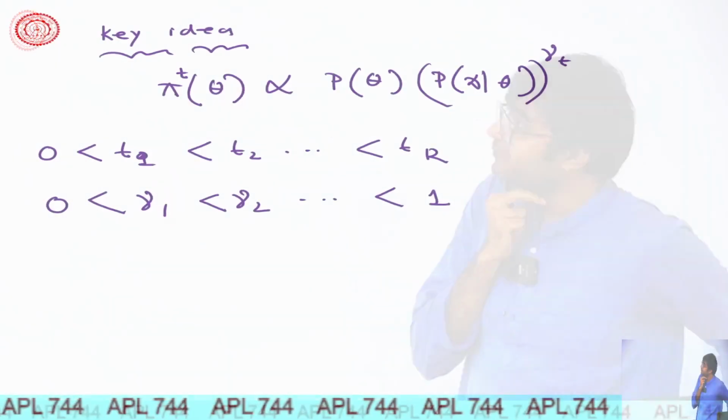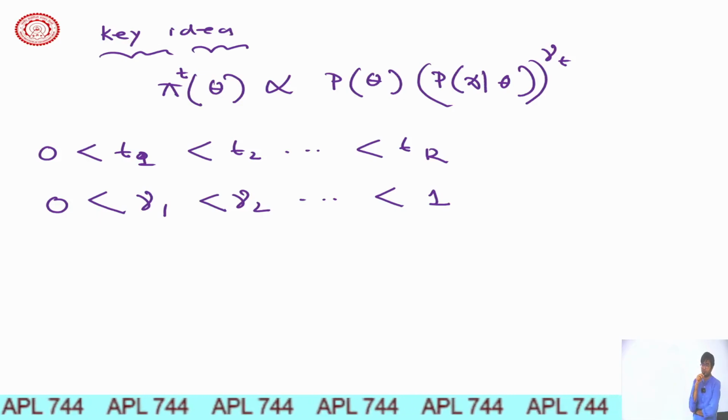Can you tell me what we have done here? What will happen when gamma t is equal to 1? What are you getting? That is the actual distribution from where I want to sample. What I have done is I have created auxiliary distributions. So instead of directly going from prior to something that is very difficult, we'll go through that step by step.